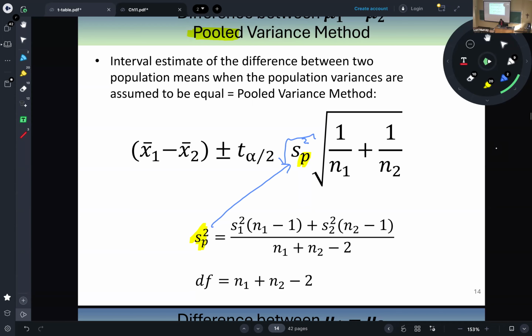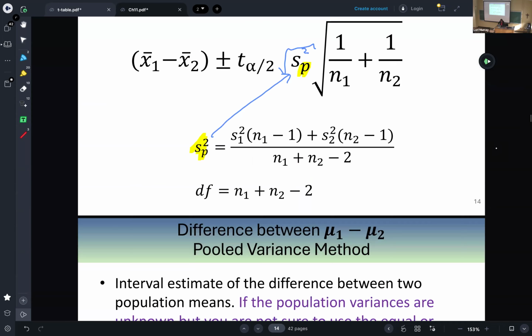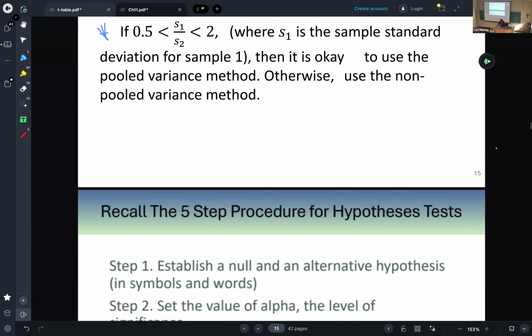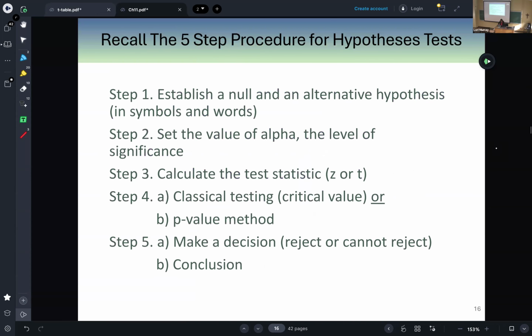Good. So that's covering everything for the differences.